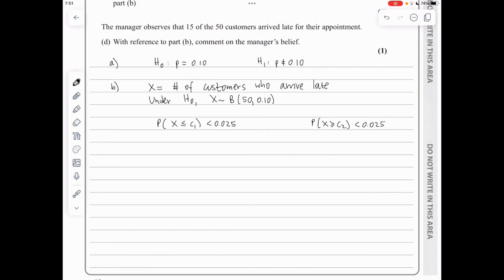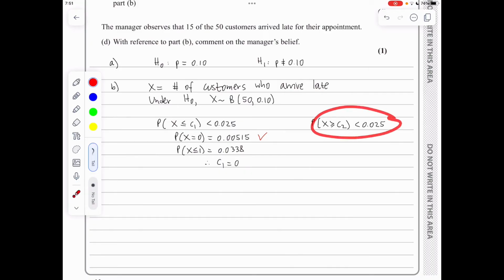Now, on my ClassWiz calculator, I'm going to binomial CD mode. Through trial and error, I tried different values for x until I hit a value for the probability which is less than 0.025. So we notice that the probability of X being 0 is equal to 0.00515, and the probability of X less than or equal to 1 is 0.0338, and therefore we will pick the 0 because that's less than 0.025. So C1 is 0.